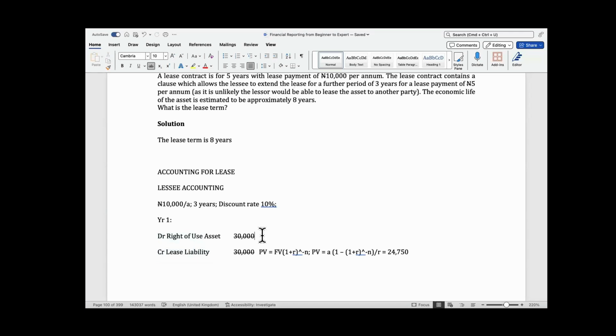Is this clear? Not too clear, sir. Which area?